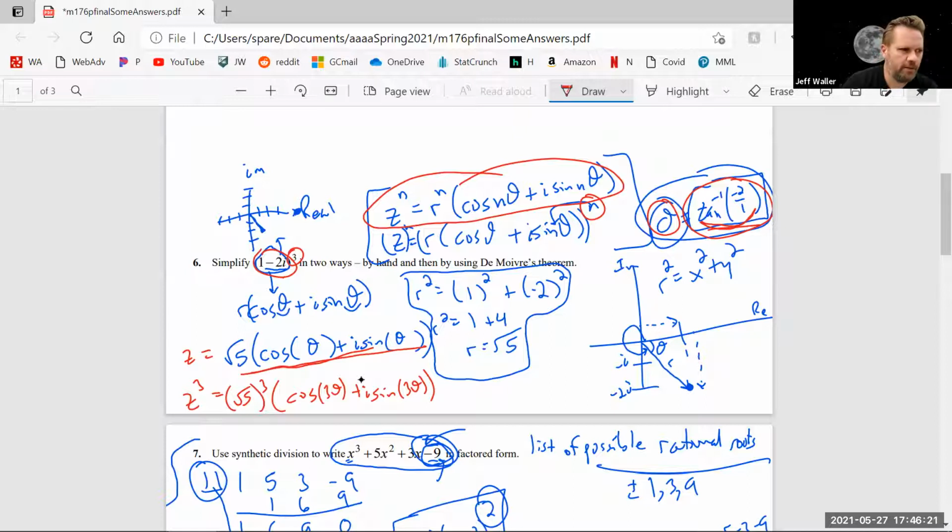So in your calculator, you're going to want to put square root of 5 cubed times cosine of 3 times this. And then you want to put square root of 5 cubed times sine of 3 times this. And that'll tell you what A is and what B is for the answer.